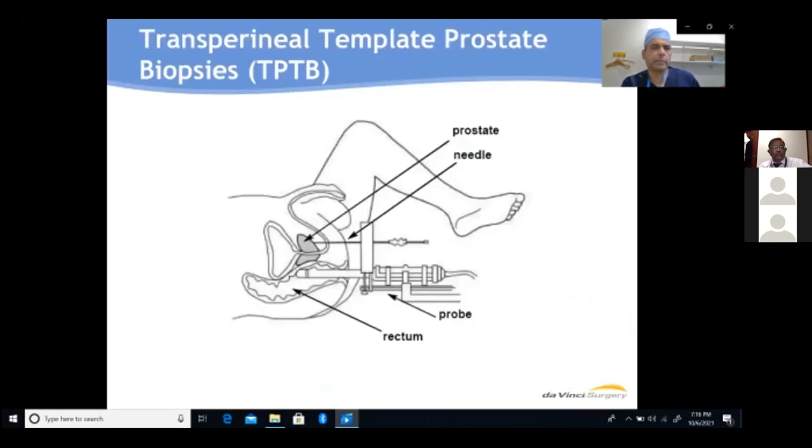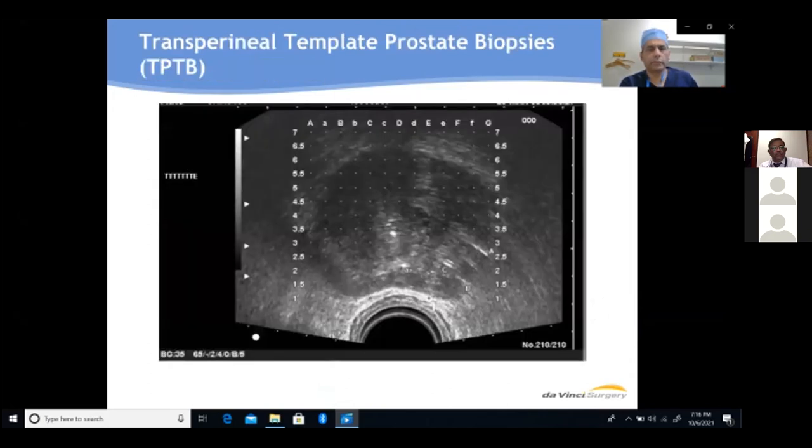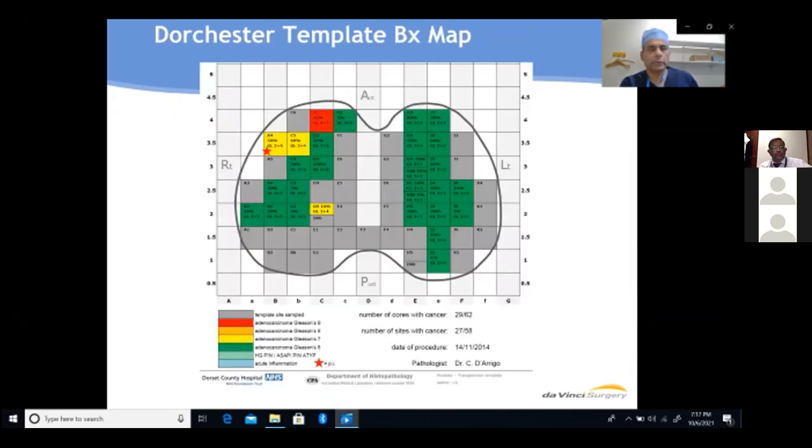We do transperineal template biopsies. Every patient gets transperineal. That's the technique where we biopsy every 5 millimeters of the prostate. And then this is our Dorchester template map. We get the image on screen where we know exactly where the biopsy is positive, what the Gleason score is, and how much percentage is involved, and then we plan surgery accordingly. If you look at this slide, this patient has more aggressive cancer on the right side. So this patient was offered wide excision on the right side. There was only Gleason 6 on the left side, so he was offered nerve sparing on the left side.